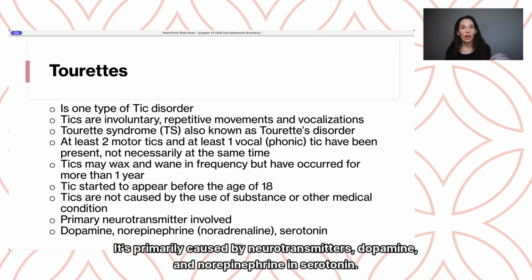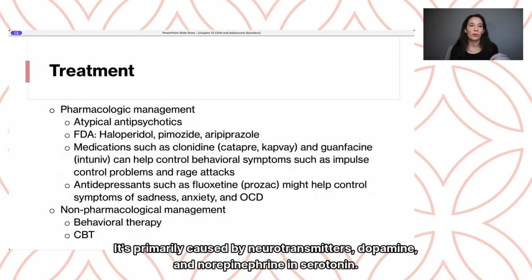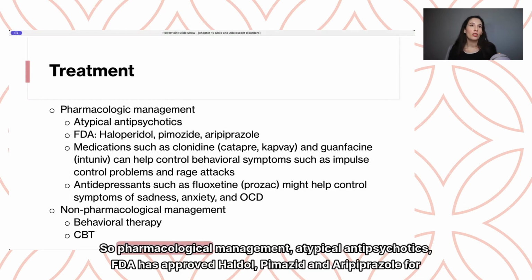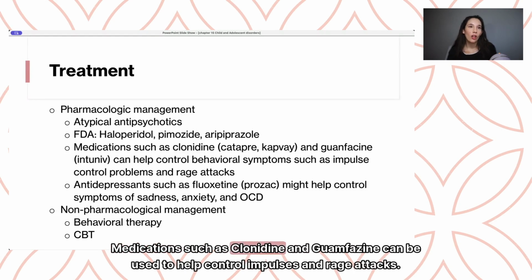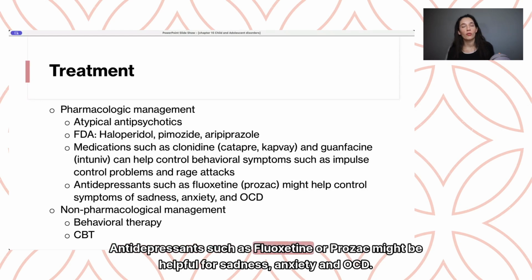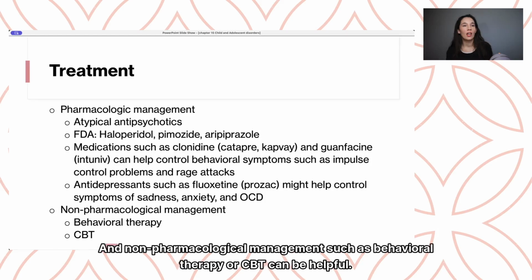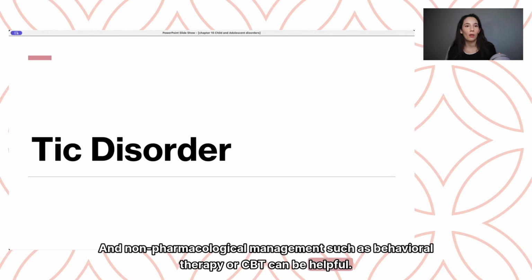It's primarily caused by neurotransmitters, dopamine, norepinephrine, and serotonin. So pharmacological management, atypical antipsychotics. FDA has approved Haldol, Pimozide, and aripiprazole for this treatment. Medications such as clonidine and guanfacine can be used to help control impulses and rage attacks. Antidepressants such as fluoxetine or Prozac might be helpful for sadness, anxiety, and OCD. And non-pharmacological management such as behavioral therapy or CBT can be helpful.